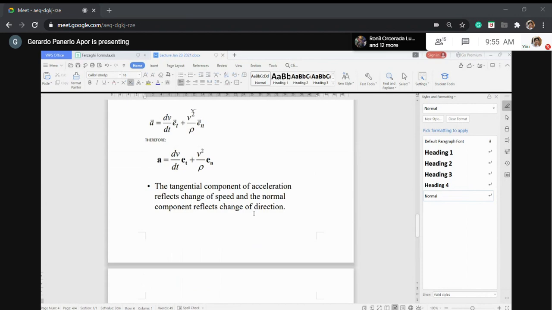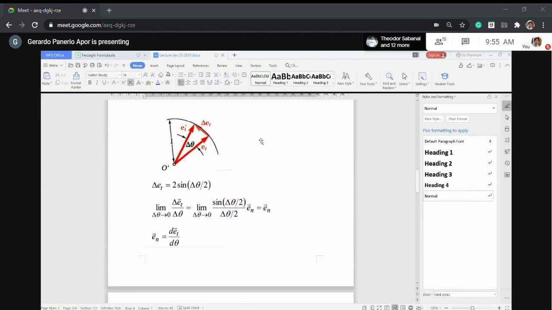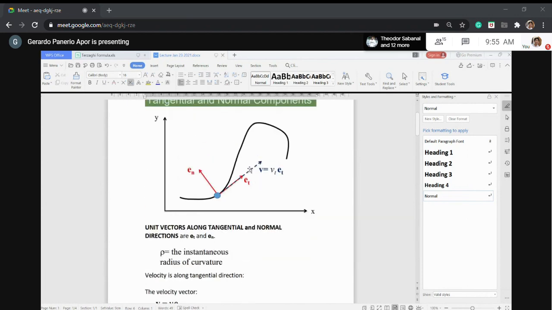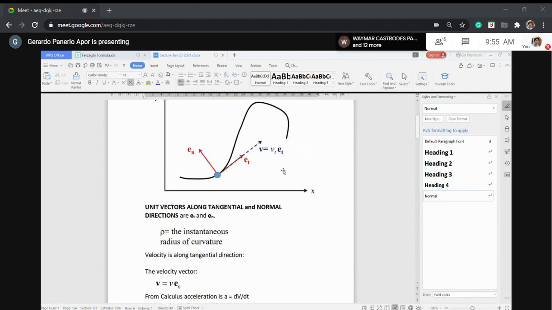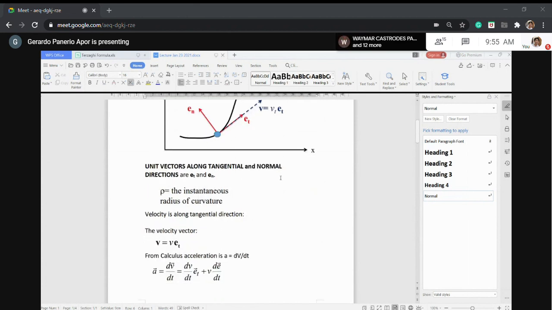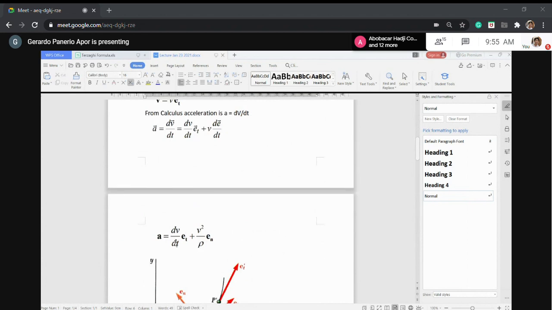So as it travels, based on this, we call it the tangential and normal component, which is this one, dv/dt, times e sub t, instead of using i, because it's not along x, it's along the tangential direction. And v squared over rho multiplied by e sub n, where e sub n is a unit vector along the normal direction. So that's it.